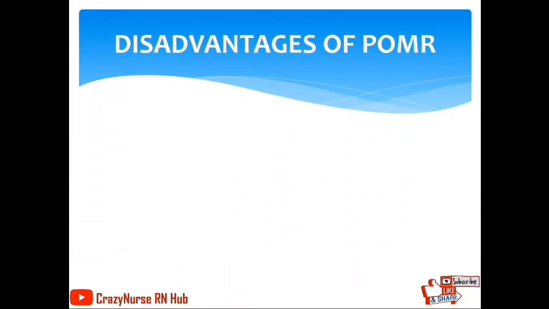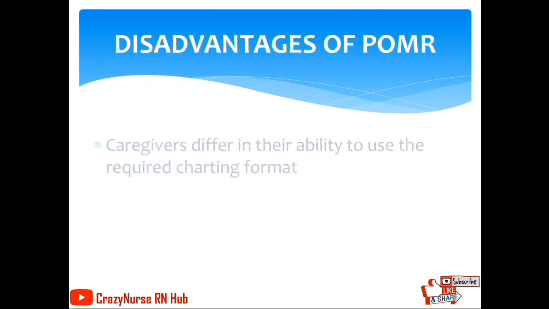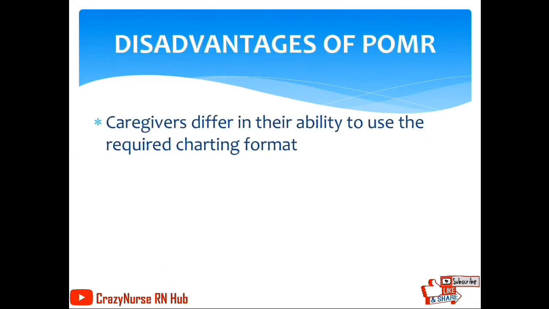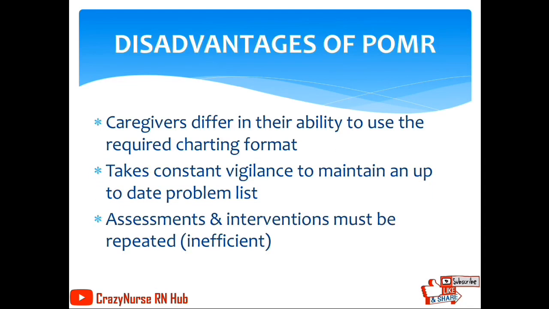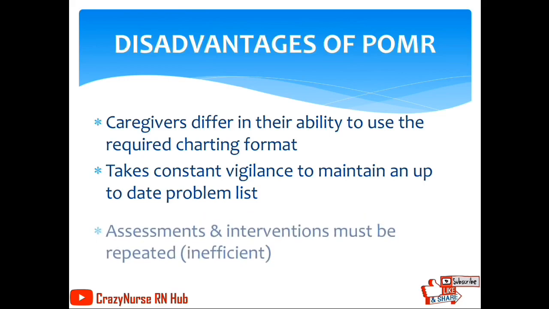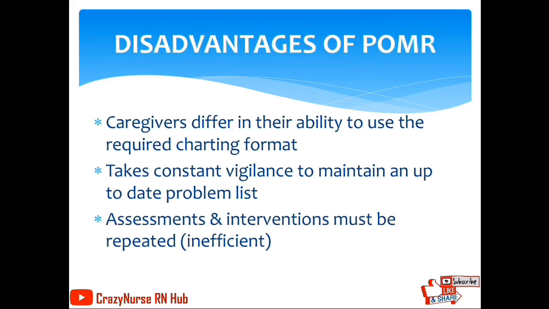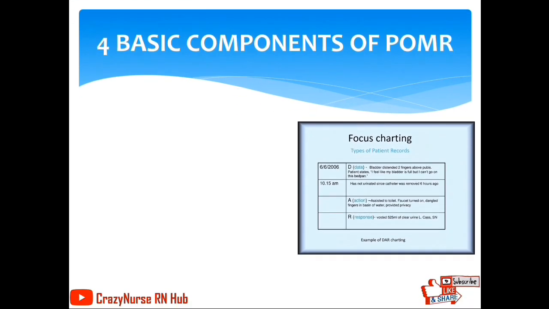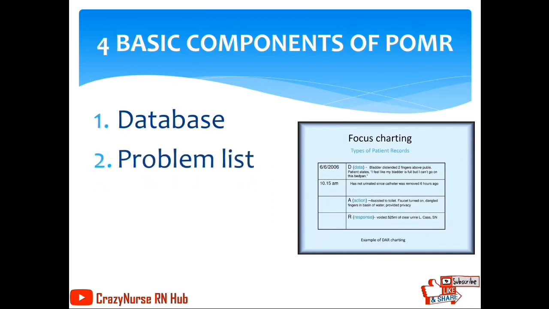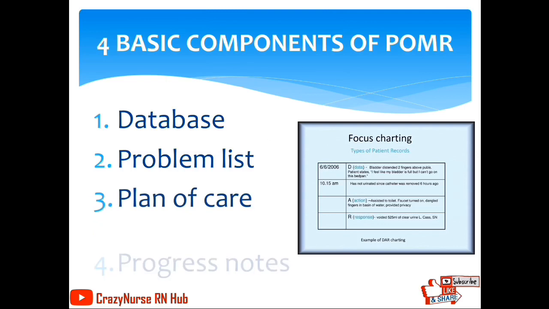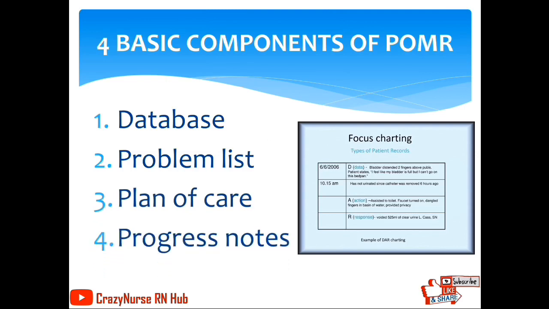Caregivers differ in their ability to use the required charting format, and it takes constant vigilance to maintain an up-to-date problem list. And lastly, assessments and interventions must be repeated, so this becomes inefficient. The POMR has four basic components. First is the database. We also have the problem list, the plan of care, and progress notes. In addition, flow sheets and discharge notes are added to the record as needed.